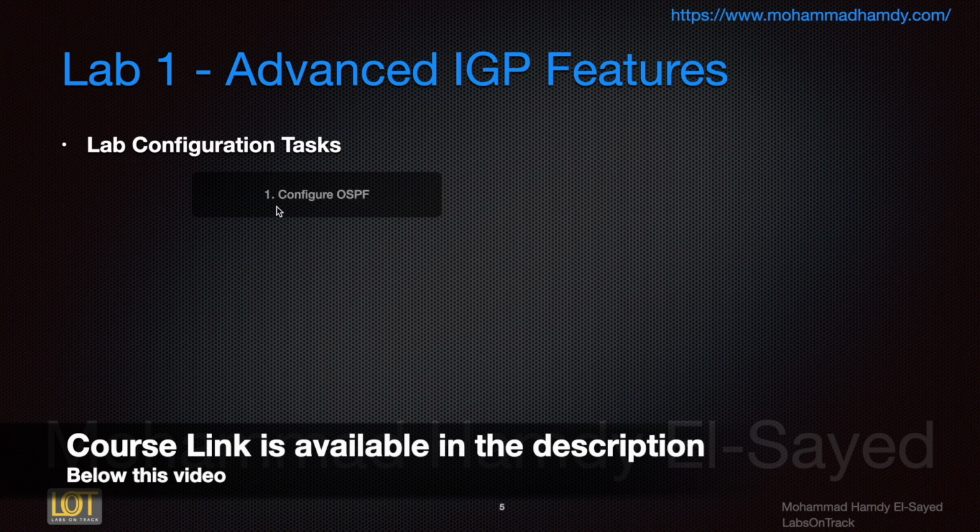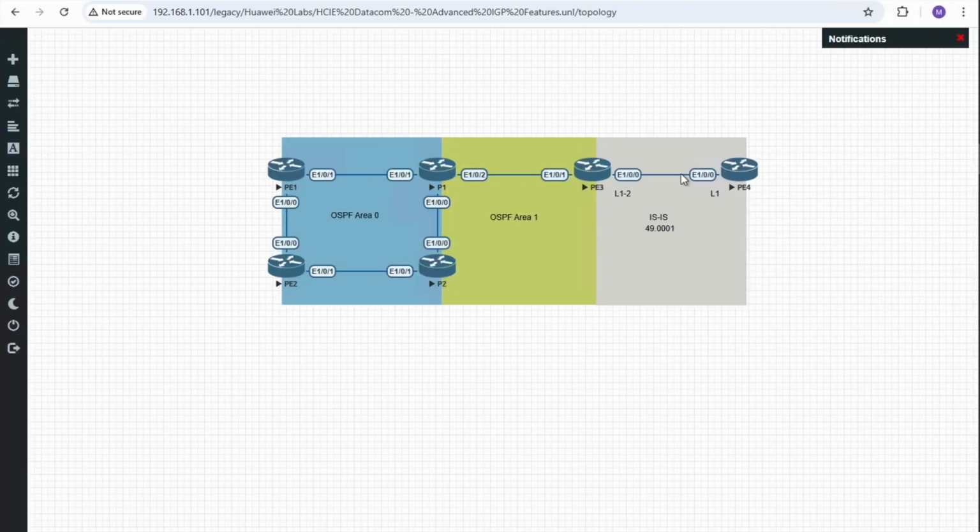Let's get started with task 1 of the lab, which is to configure OSPF. This is the lab topology implemented on EVE-NG. I will configure OSPF area 0 for PE1, PE2, P1 and P2 interfaces connected between these 4 OSPF routers, and I will configure OSPF area 1 between P1 and PE3 on this interface.